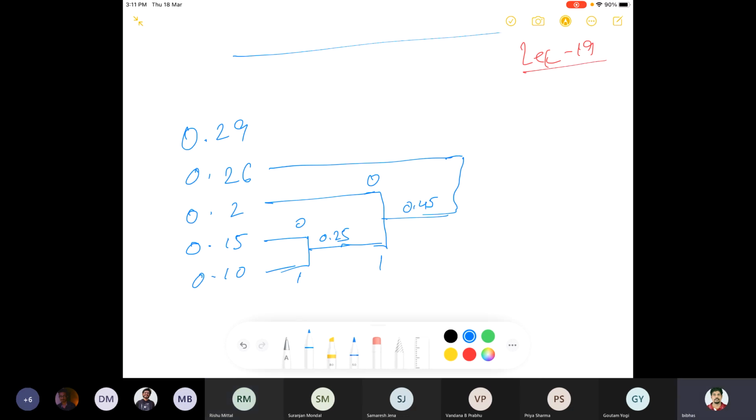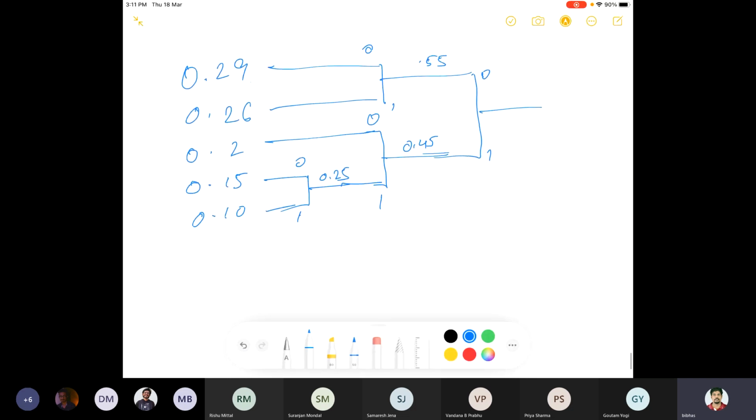Oh, I see. Yeah, you're right. Yeah, I made a mistake. So then I have to take these two. Then it is 0, 1, and then it will be 0.55. And then we have this. Okay, 1, 0. So I think then it will change.